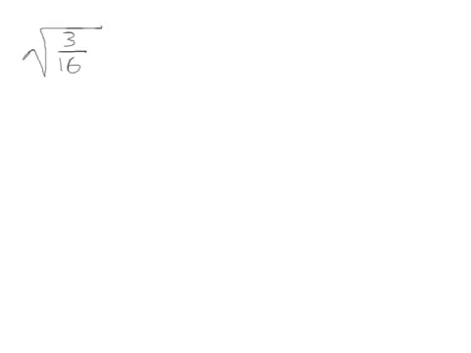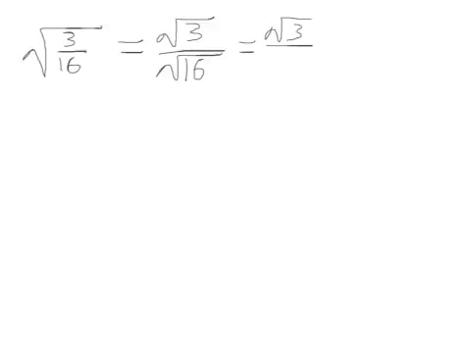Now we learned a property of radicals in the previous lesson, where if you have a fraction underneath the radical, you can simplify by breaking up the radical sign, where we have square root of the numerator, which is 3, over square root of the denominator, which is 16. So I'm going to have square root of 3 over square root of 16. So in this case, we're going to have, as our final answer, square root of 3 over 4.